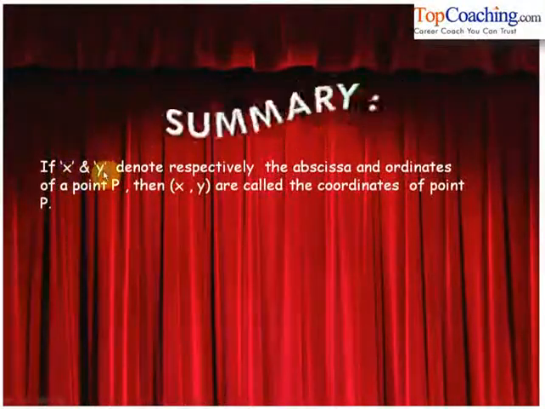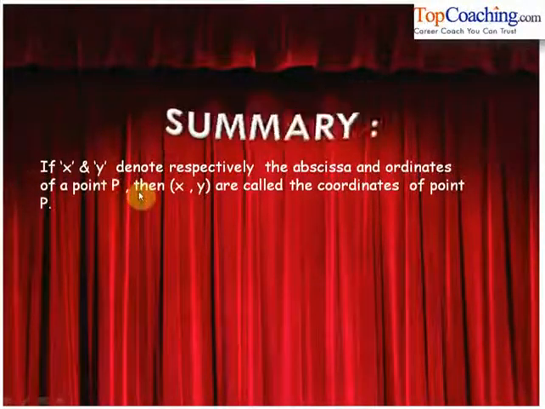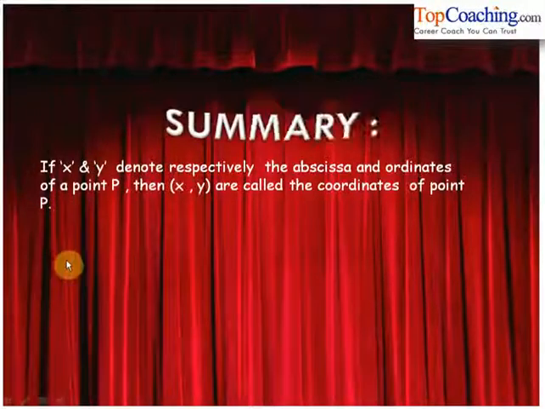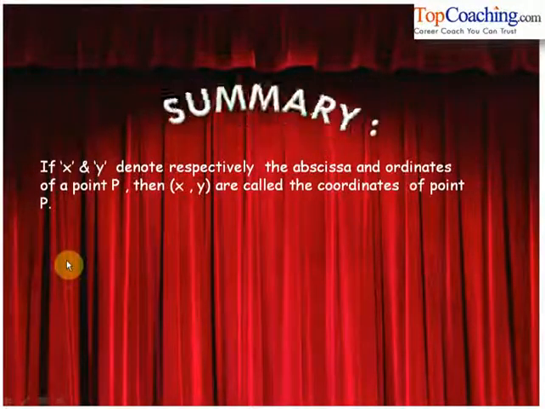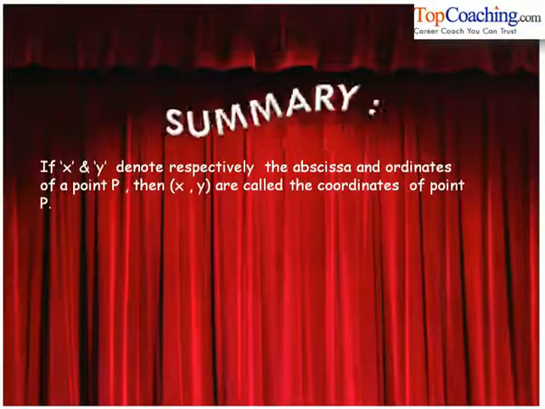If x and y denote respectively the abscissa and ordinate of a point P, then x, y are called the coordinates of the point P. So if x denotes the abscissa of any point and y denotes the ordinate of any point, then the ordered pair (x, y) is known as the coordinates of point P.